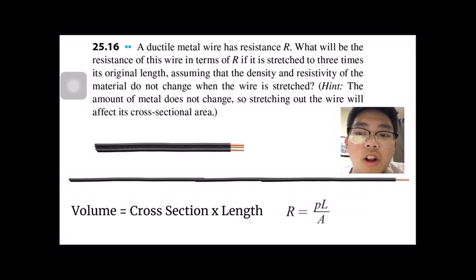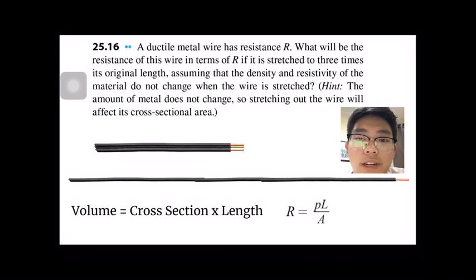As we know, volume is equal to cross-section times length, meaning that the cross-section and length are inversely proportional. So, as the length increases, the cross-section decreases, and as the cross-section increases, the length decreases. This is given the fact that the amount of metal does not change. If the amount of metal changes, there may be a change to the volume. However, as we can see in the question, the amount of metal is not changed. So we can follow what we said in the illustration.